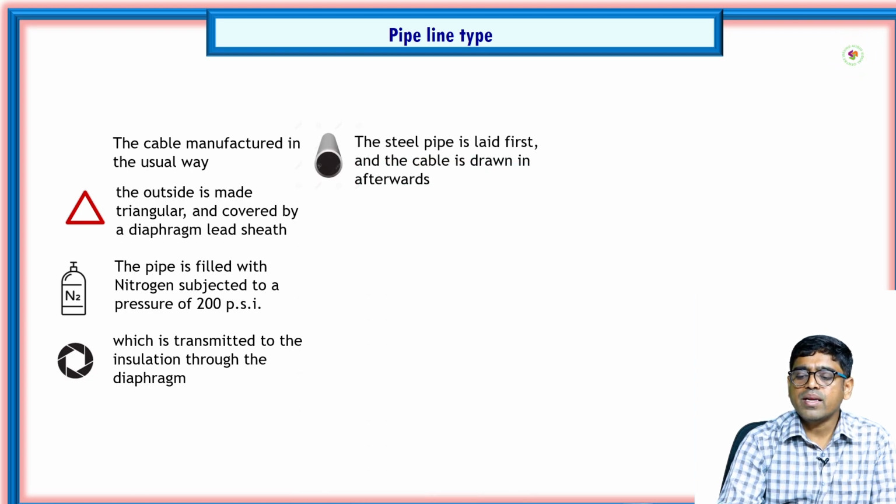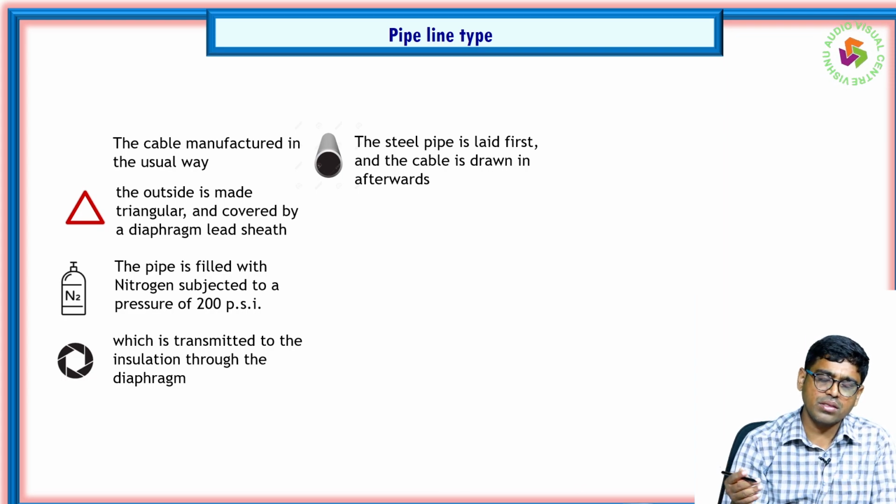The steel pipe is laid first, and the cable is drawn in afterwards. First, the cable can be constructed. This steel pipe is laid in the field.